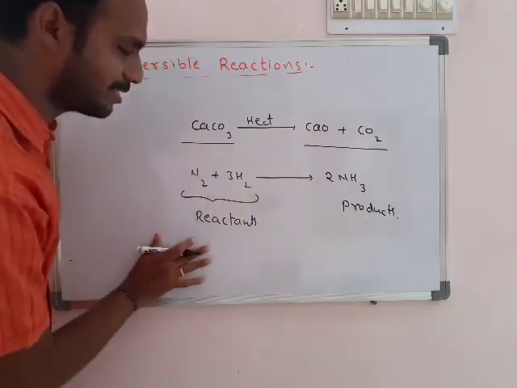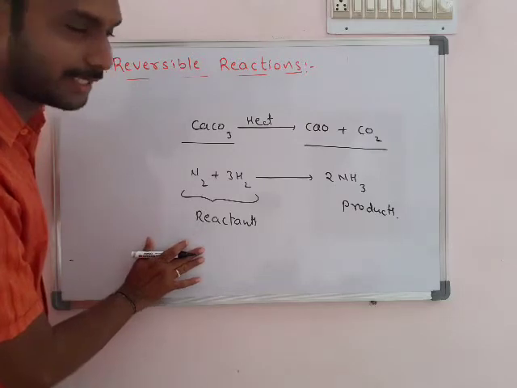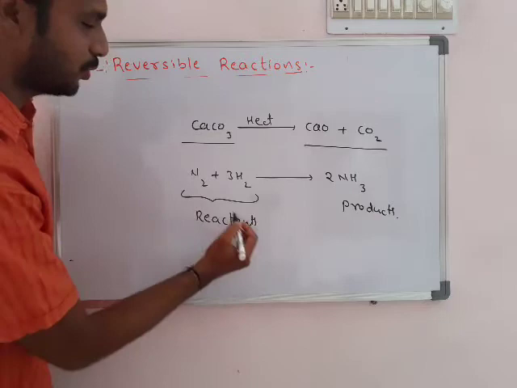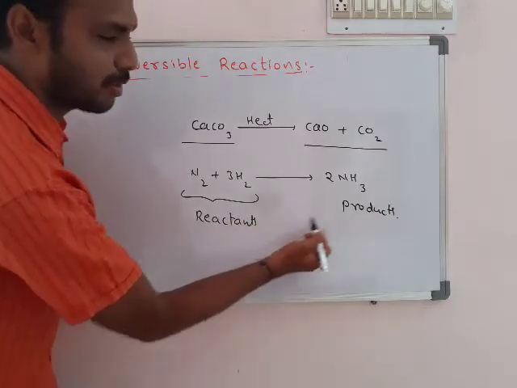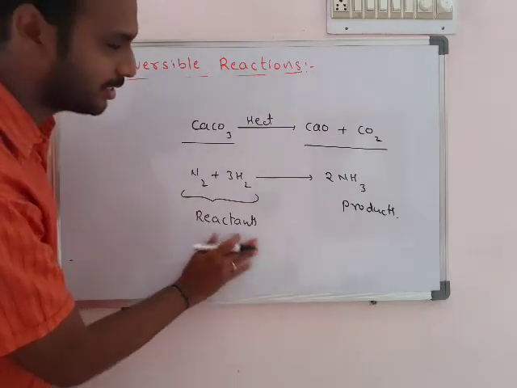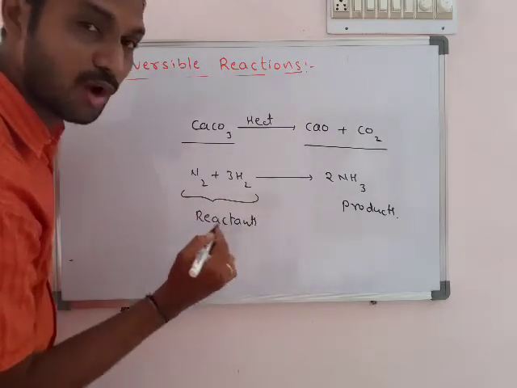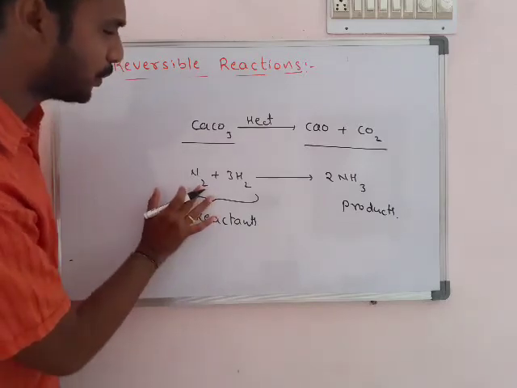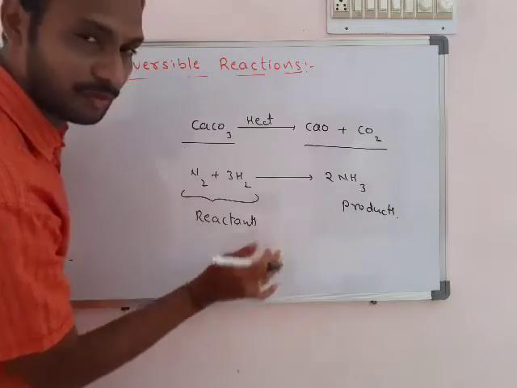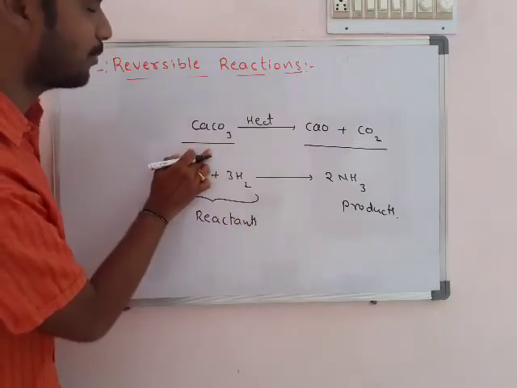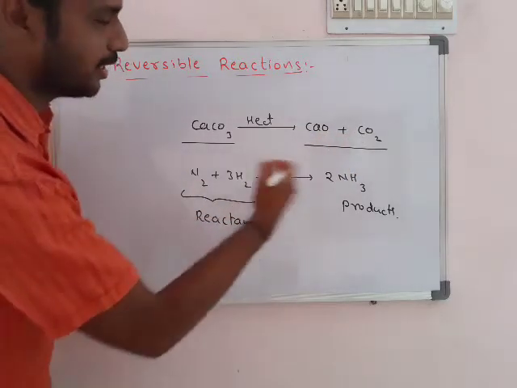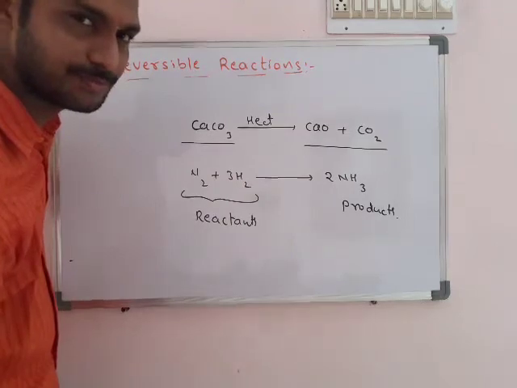The starting materials taken for the reaction are called reactants. The newly formed compounds are called products. So reactants forming products, this reaction is treated as the forward reaction. N2 and H2 combine to form ammonia, so this is a forward reaction. On heating calcium carbonate we got lime and carbon dioxide gas, so this is also a forward reaction.